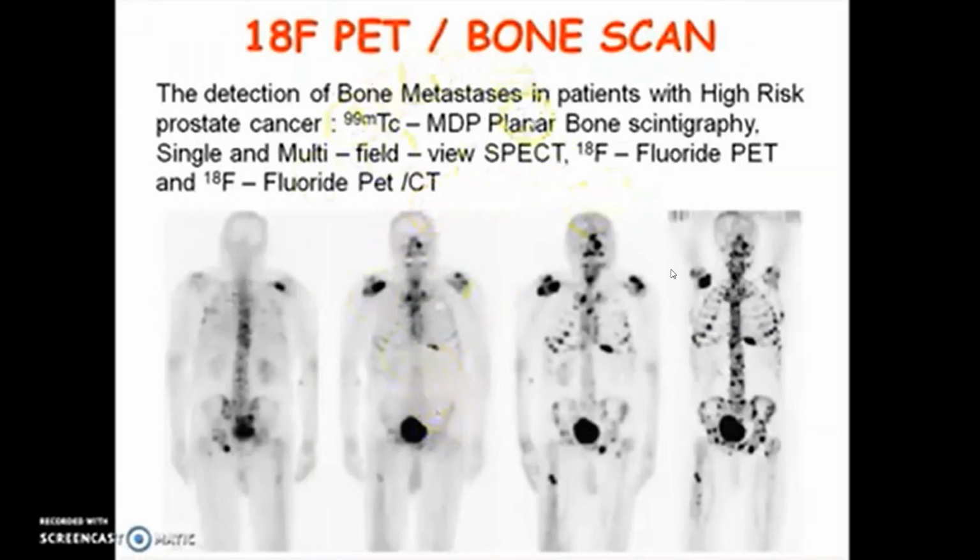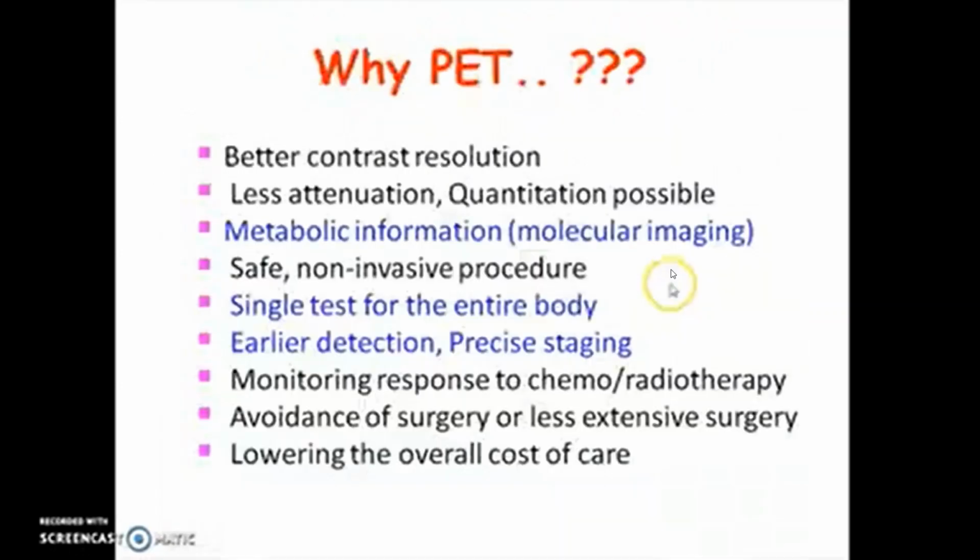Similarly, for the detection of bone metastasis in a patient with high-risk prostate cancer, technetium MDP planar scintigraphy is done. Even we can do SPECT, and of course, fluorine 18 PET will give better information. Have a look here. This is the bone scan. This is the PET imaging. See, all the subtle lesions, everything is picked up in the PET imaging. That is a greater advantage of the PET scanner.